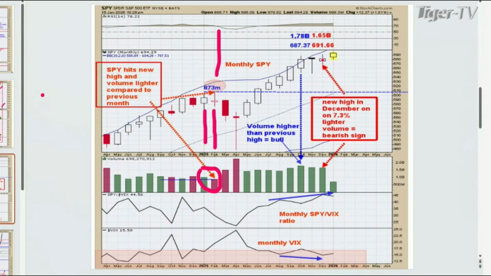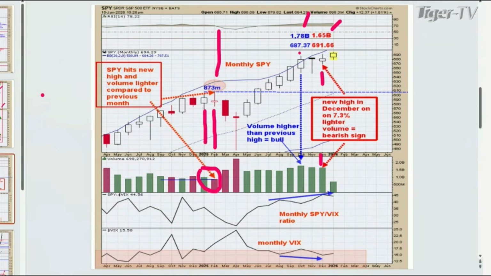Currently, we're testing the December high. This is the December high right here. And that high came in at 65 million shares. The previous high was October. It came in at 1.78 billion. Well, if you do the percentage differences, it comes out to 7.3%. So anything 7.3% is leaning bearish, but it's not a bearish signal.